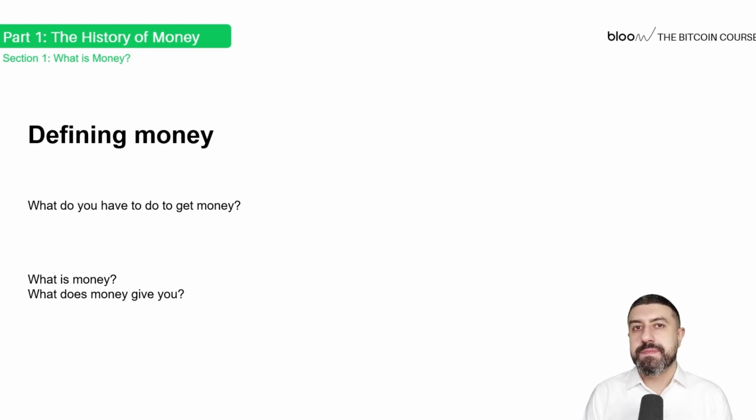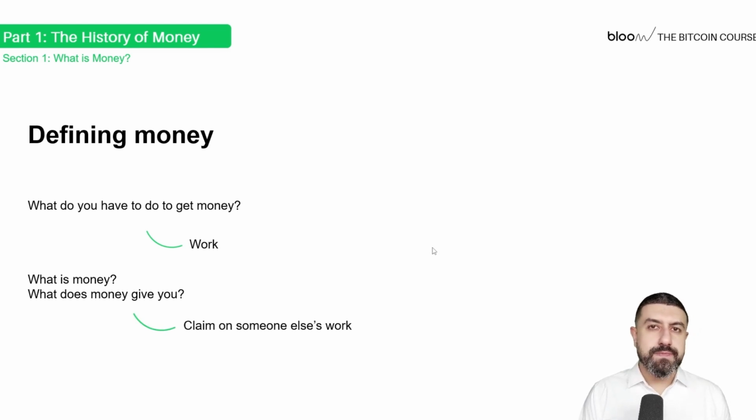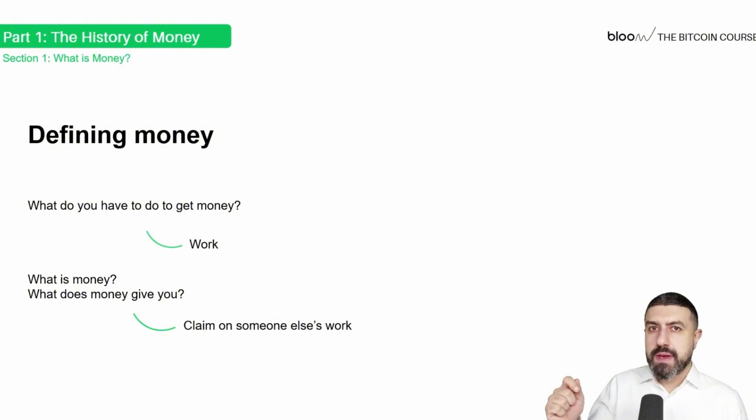So what is money? When you think about it, what do you have to do to get money? To acquire money, to produce money, to earn money? You have to work. We've talked about this, right? So if you have to work to earn money, what does this money give you in return? Well, it gives you a claim on somebody else's work. Just think about it. You work to earn money. And then when you have money, you turn around and you can claim somebody else's work. So somebody else has to work to earn that money from you. So it's a claim on somebody else's work.